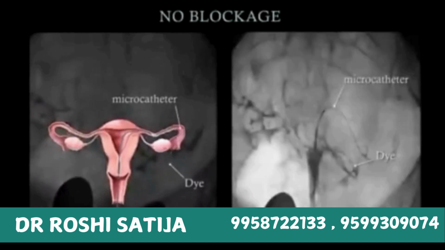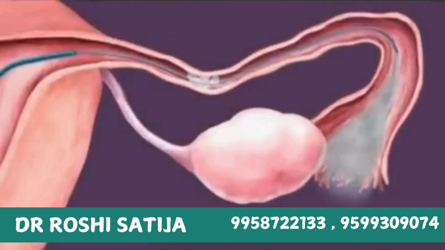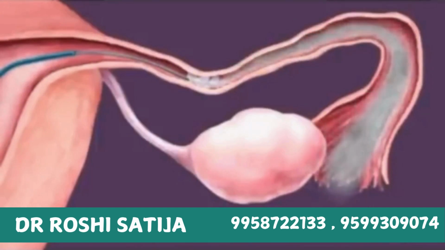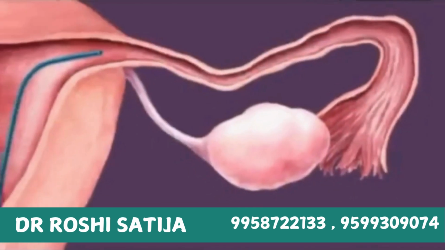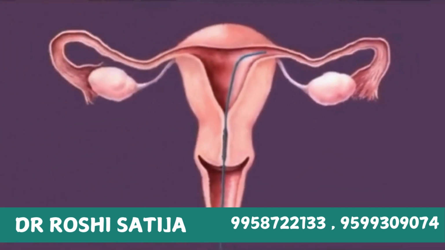Dye is sent through the microcatheter. A new X-ray should show the dye flowing out the opened end of the fallopian tube. As the microcatheter is withdrawn, saline solution is pumped through it into the fallopian tube. The pressure of the saline solution will clear any remaining debris that caused the blockage, leaving behind an open tube.